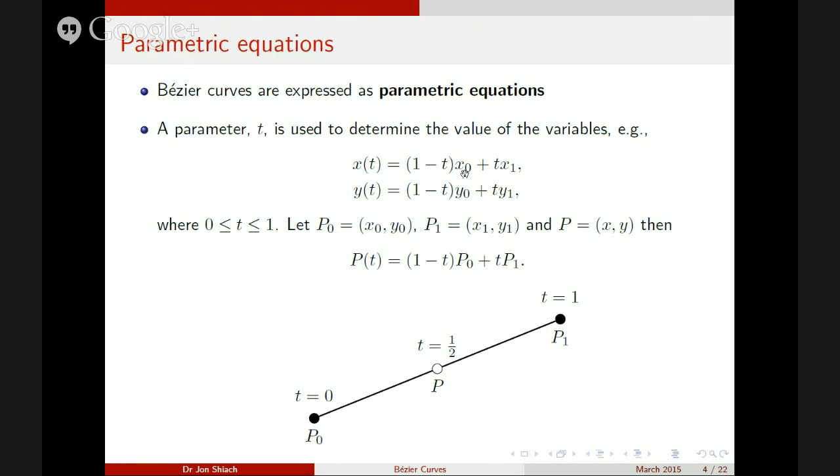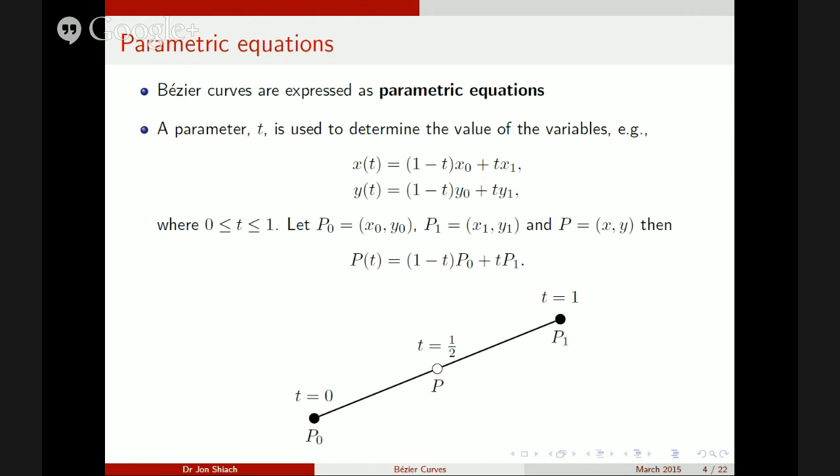t is my parameter. Let's say I have a line with starting x coordinate x0 and finishing x coordinate x1. Well, a point on the line corresponding to the parameter t can be expressed as (1 minus t) times x0 plus t times x1. And similar for y. This is what we call a parametric equation. T, the parameter, tells us what the values of x and y are.